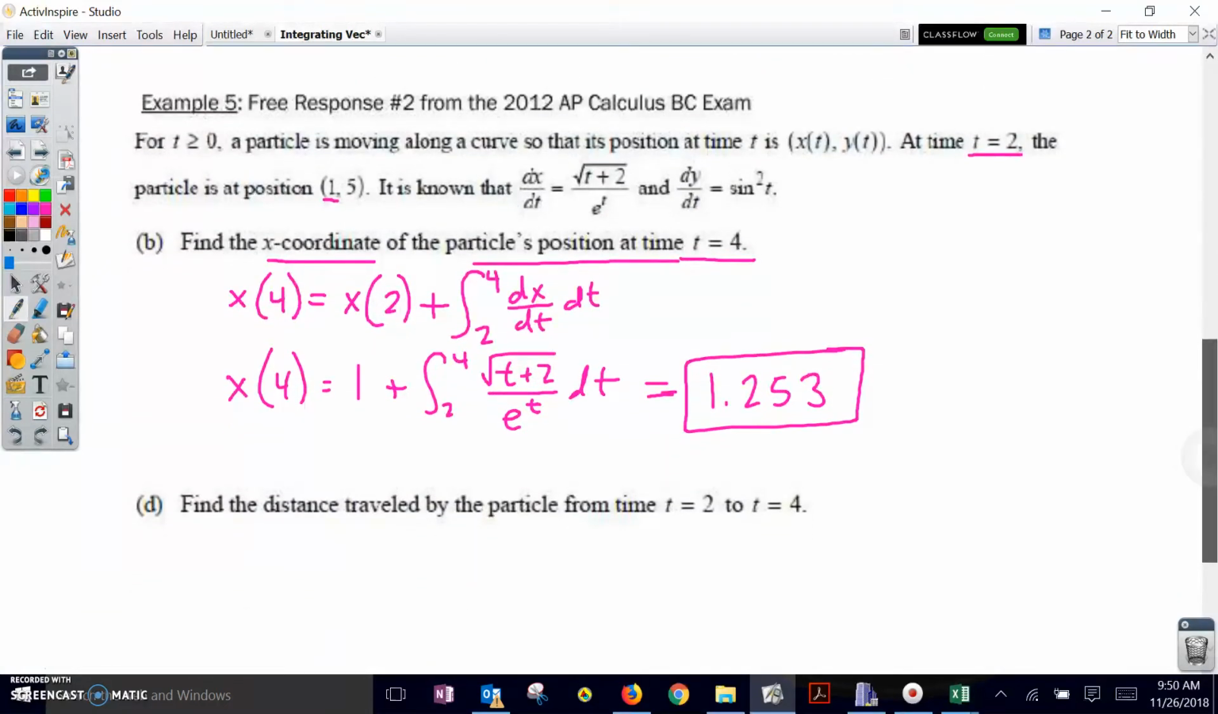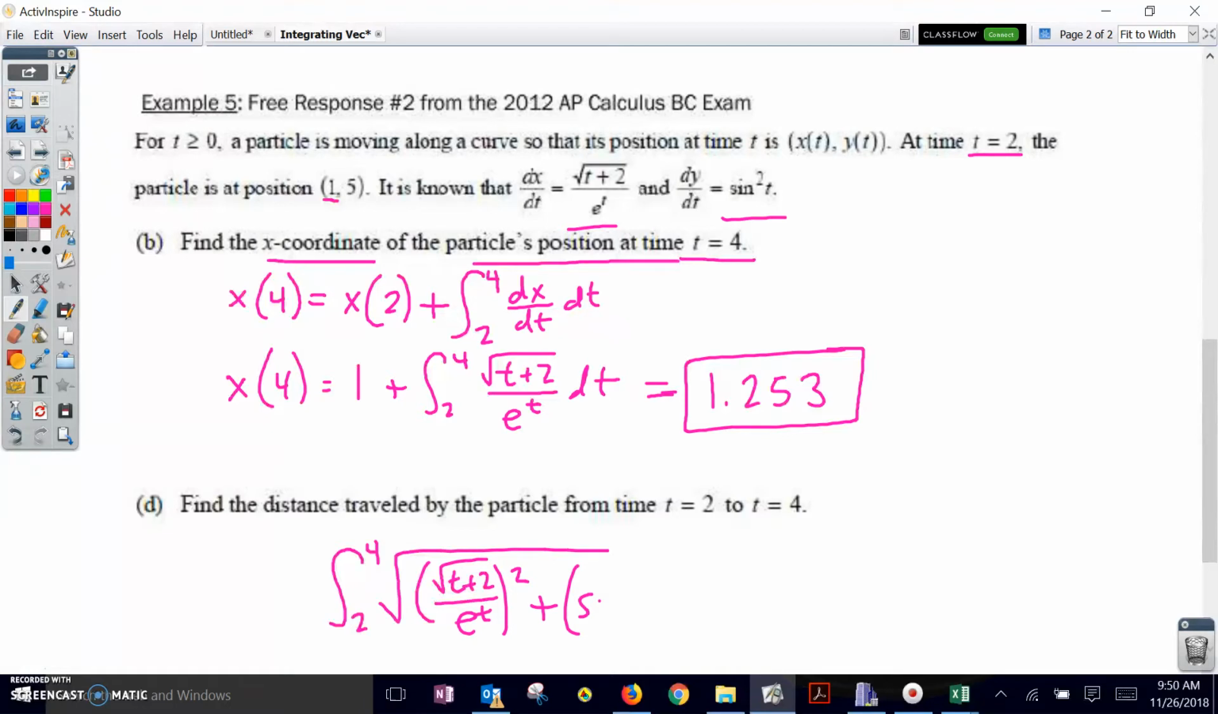Alright. Find the distance traveled by the particle from time t equals 2 to time t equals 4. Again, when we have a vector-valued function like this, in order to find the distance traveled by the particle, we're going to use the arc length formula. We have already the components of the velocity function, which is what we need for the arc length formula. And so we're going to take the integral from 2 to 4 of the square root of the x component squared plus the y component squared with respect to time.